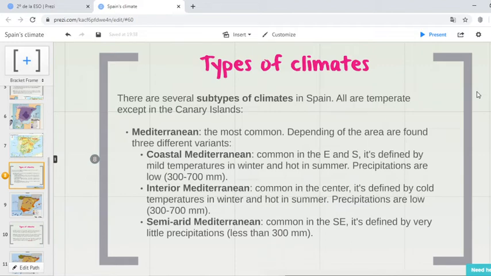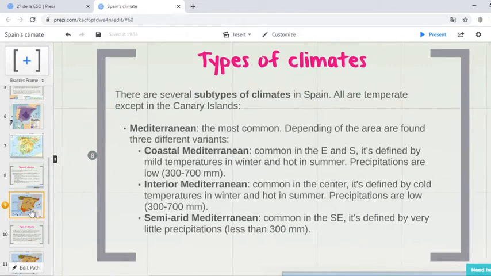As I already told you at the beginning of the video, Spain is located in the temperate areas, which means that the climates are going to be temperate, Mediterranean and oceanic mostly, with some variations. Obviously, we have the alpine or high mountain climate in specific points. I will point them out to you. And we have a special climate on the Canary Islands. But let's start with the most common type of climate, the Mediterranean one.